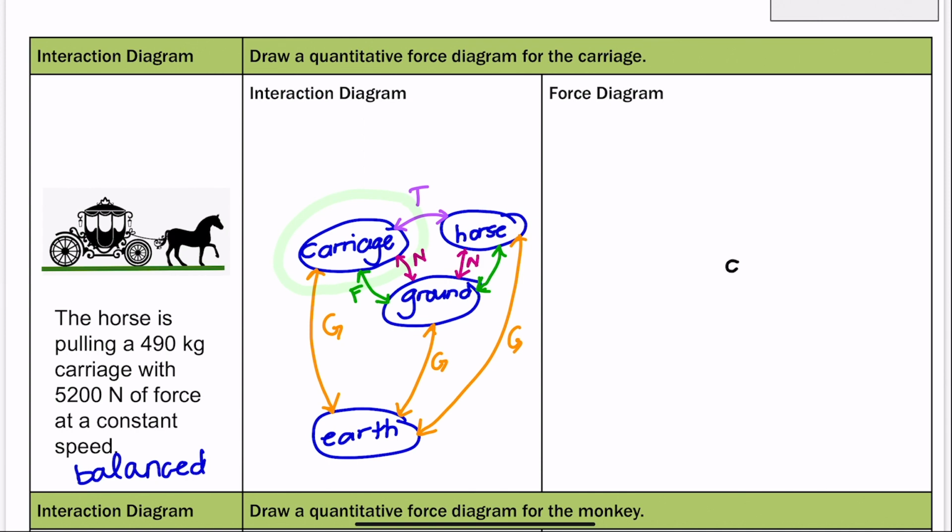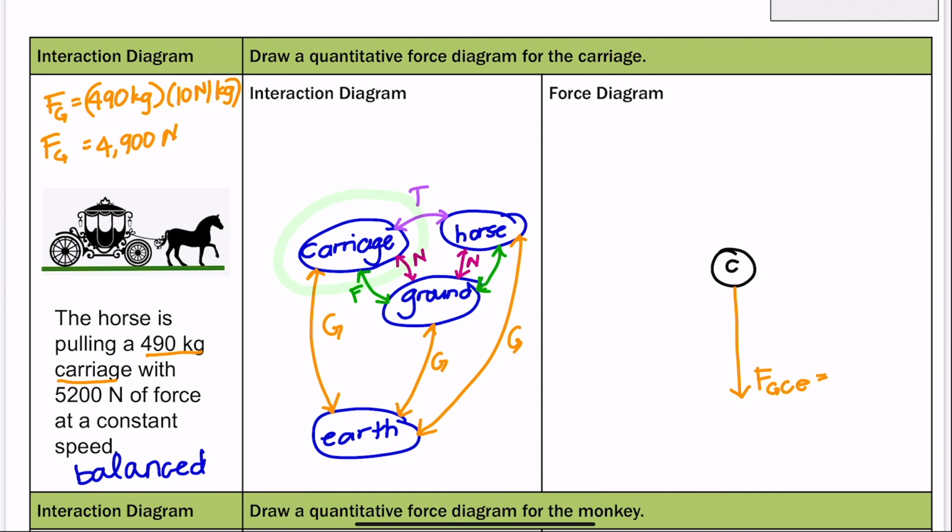So the carriage will be C, and we see that there is a force of gravity happening on the carriage from the Earth, and that is going to be 490 kilograms. So our force of gravity is going to be 490 kilograms times 10 newtons per kilogram, and that's going to give us 4,900 newtons.